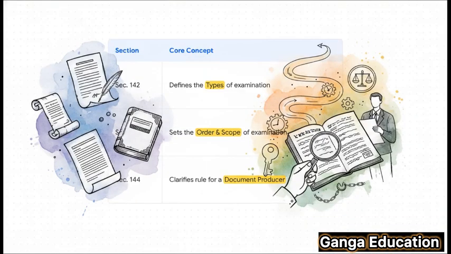Think of this table as our guide for today's discussion. First up, we have Section 142, which defines the different types of examination. Then we move to Section 143, which sets out the order and the scope, the boundaries of those examinations. And finally, we'll look at Section 144, which handles a very special case, the rule for a person who's only there to produce a document.